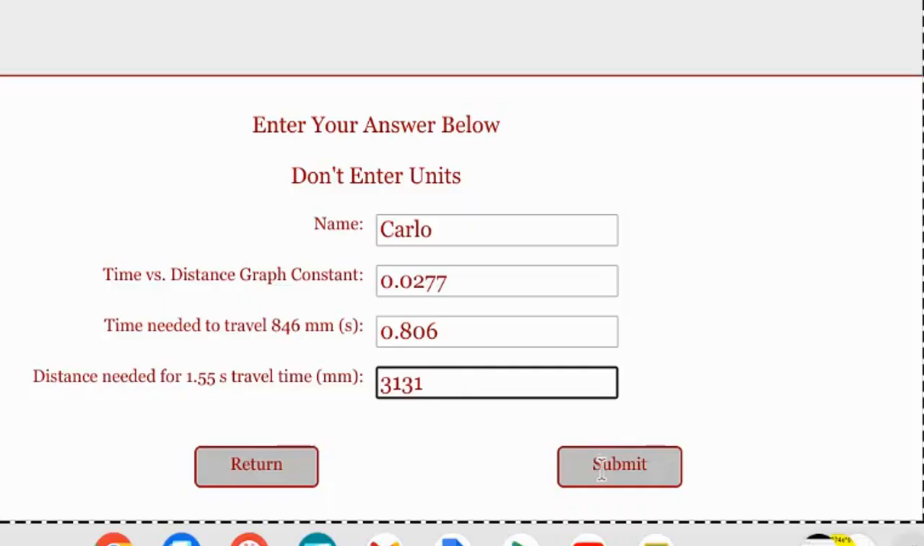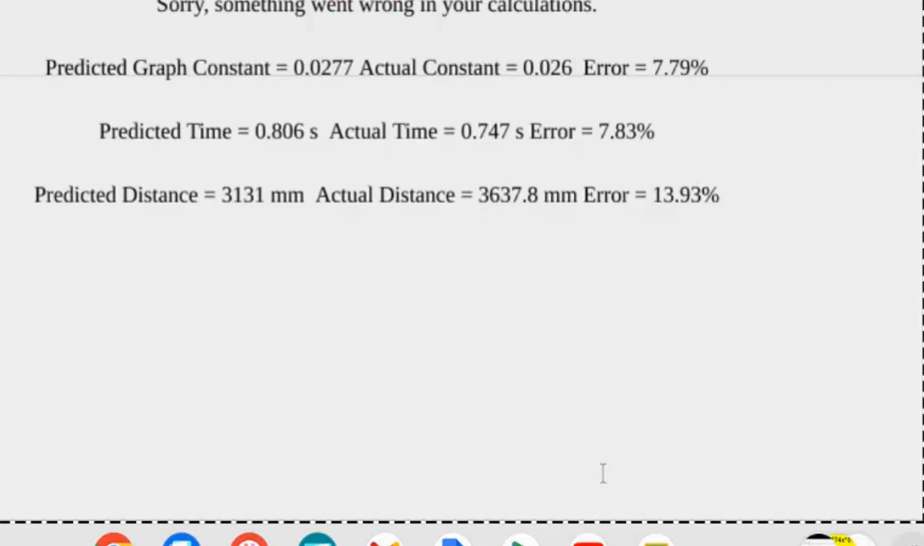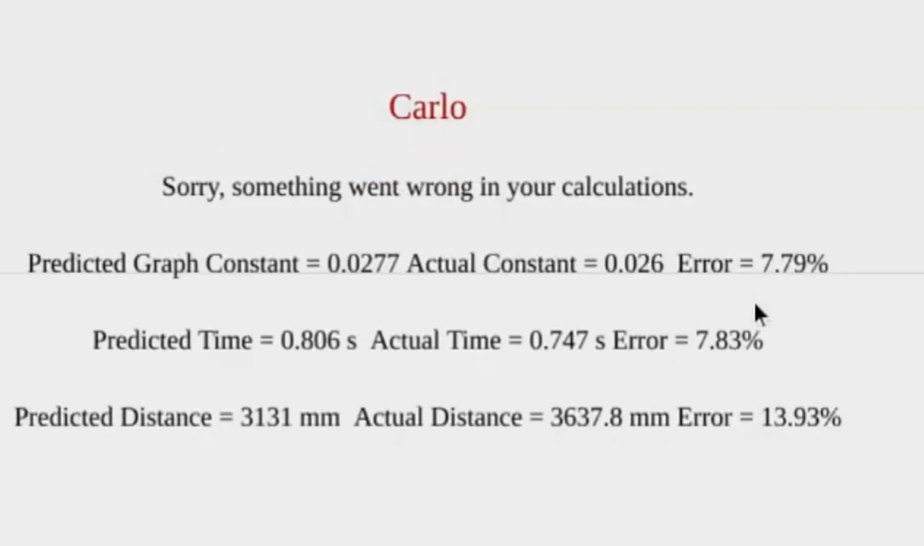So my answers came to 0.806 seconds and 3,131 millimeters for distance. According to the sim, my answers were not good enough. However, if you get anything under 20% error, that'll be acceptable. And I'll explain a little bit more why the sim is not giving me good results.